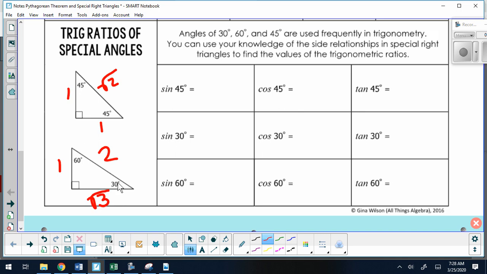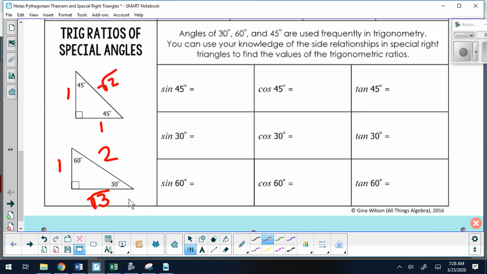Across from the 30, which is your smallest angle, is your smallest side. Across from the 90, which is your biggest angle, is your biggest side. And across from the 60 is the middle one. So 1, 2, square root of 3. Again, the proportions might actually be 10, 20, 10 times the square root of 3. But when I'm doing the ratio, the comparison, that's what they're always going to come down to.